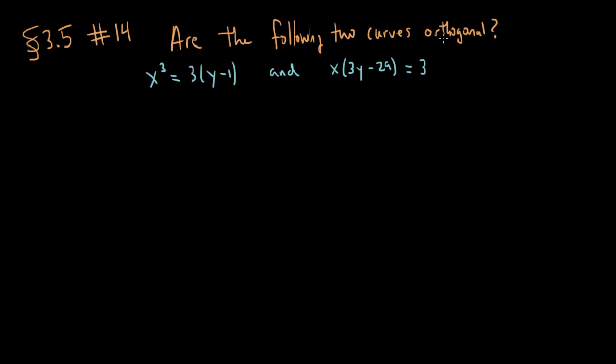Now this is a new word, orthogonal. What orthogonal means, and this is the hint or the definition given in the instructions to the exercise, is that where these two curves intersect, if they intersect, at those points of intersection the tangent lines have to be perpendicular. So you have two curves, they intersect, and both of their tangent lines at that point are perpendicular.